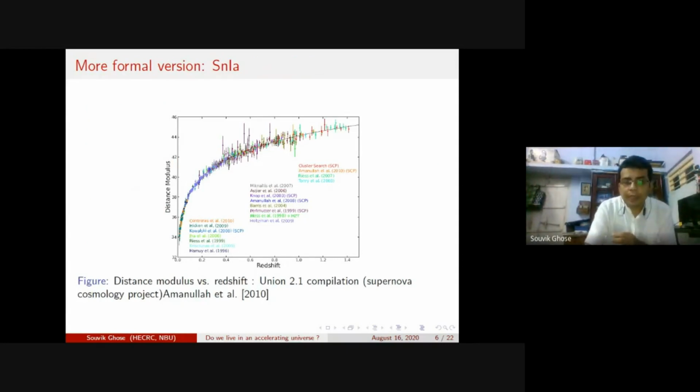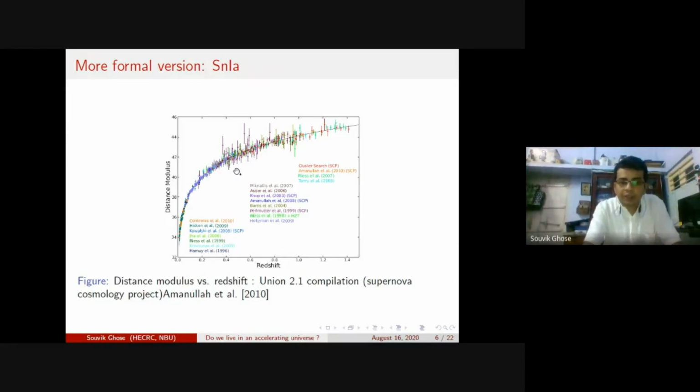As you see, in a universe which expands at a constant rate, these points should be distributed linearly, but they are not. As we go to higher redshift, they tend to come down, and that happens because at first we defined apparent magnitude with the luminosity distance with a negative sign. So we expect that in an accelerating universe, this should actually come down rather than going up because they appear brighter.